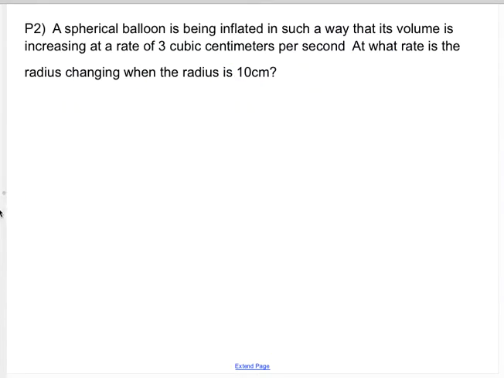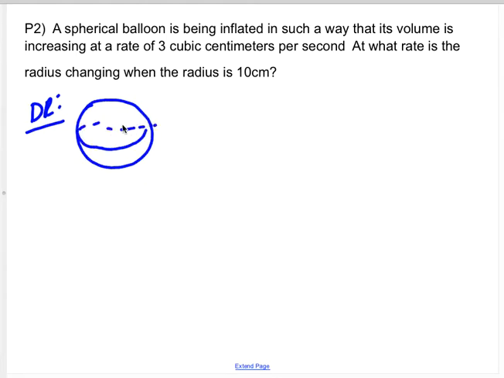So P2: a spherical balloon is being inflated in such a way that its volume is increasing at a rate of 3 cubic centimeters per second. At what rate is the radius changing when the radius is 10 centimeters? So same idea, right? When we draw, there's not much to draw with a sphere. It's a circle, it's got a radius. There you go. Okay, terrible.